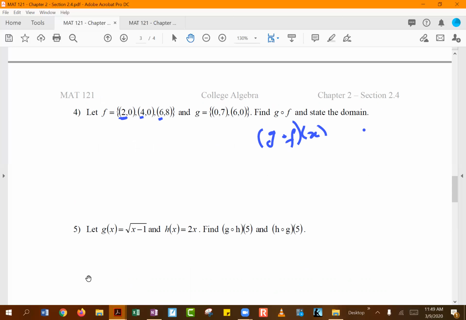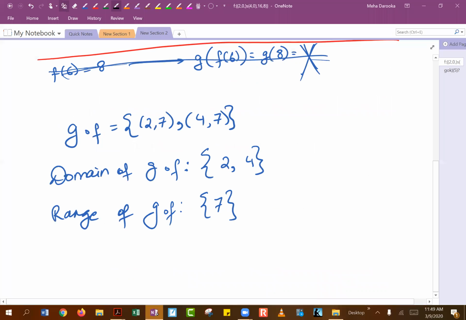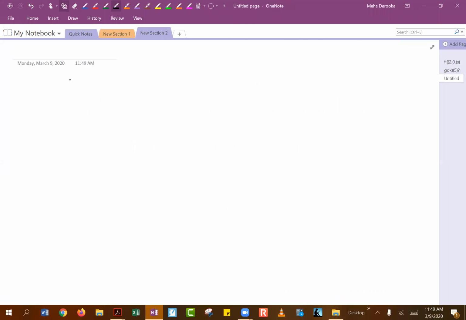Okay, all right. So number 6 is kind of similar to what you did with number 5, but they're only asking you to find f of g. They're not going in both directions. So if we're talking about f of g, what does that come out to be? So let's see, here is number 6. f of x is given to us as the square root of x plus 3.